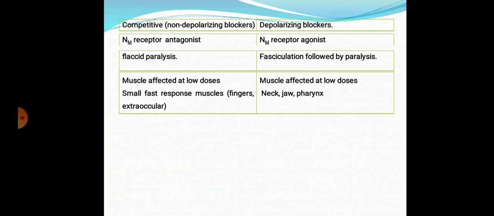With the competitive blocker, regarding the muscles affected, at very low doses it can selectively relax some of the muscles, especially the muscles of the eye, that is the extraocular muscles. So that's the reason why it is highly useful for ocular surgeries. While the depolarizing blocker at low doses mainly relaxes the muscles of the neck, jaw, pharynx as well as the trunk. So that makes it more useful in endotracheal intubation procedures and the like.